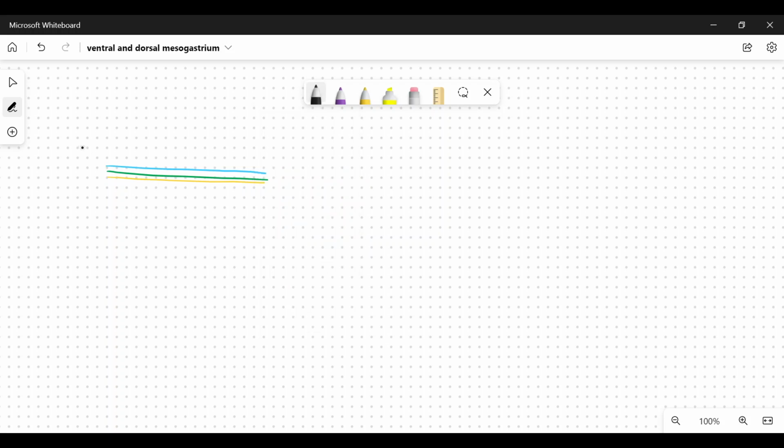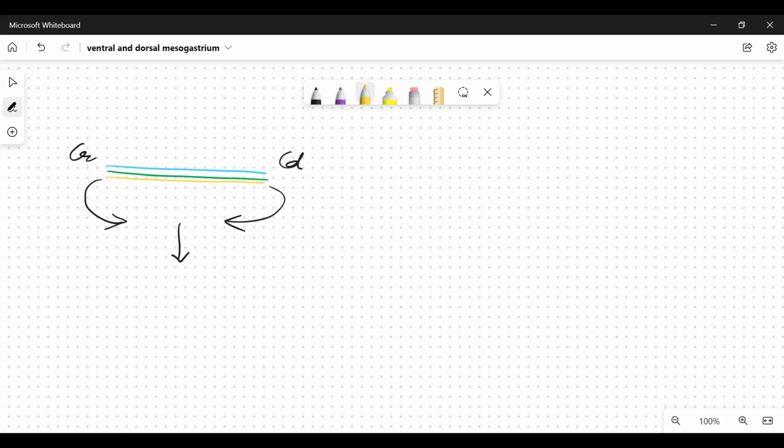Now this is before the folding. Suppose this is the cranial end of the embryonic disc and this is the caudal end, and then eventually the head fold will form like this and the tail fold will form like this. What is this going to lead to? This is going to transform this endoderm into a cylindrical structure.